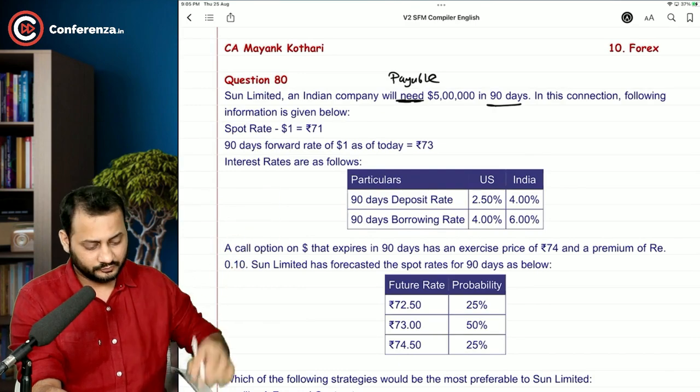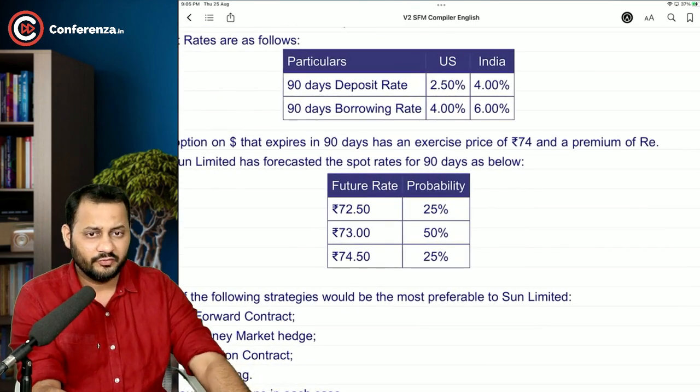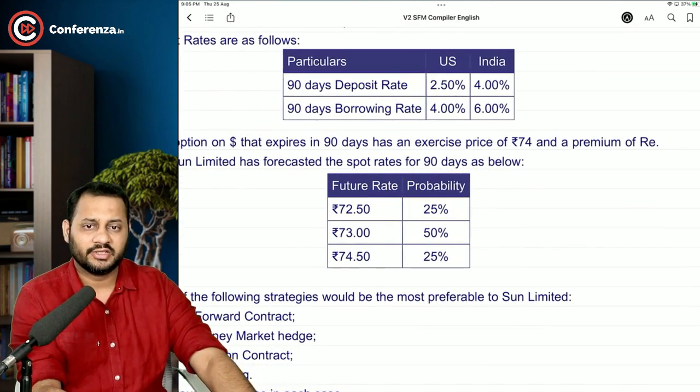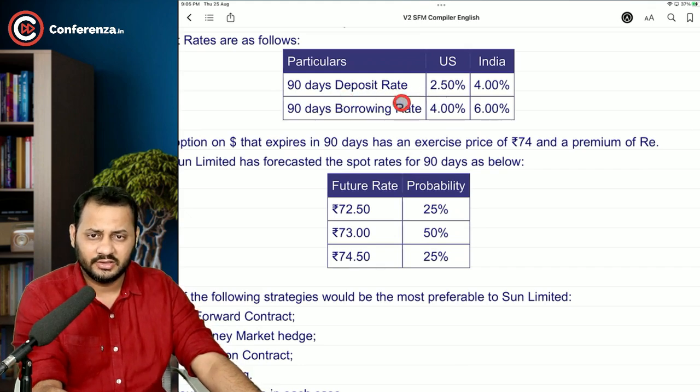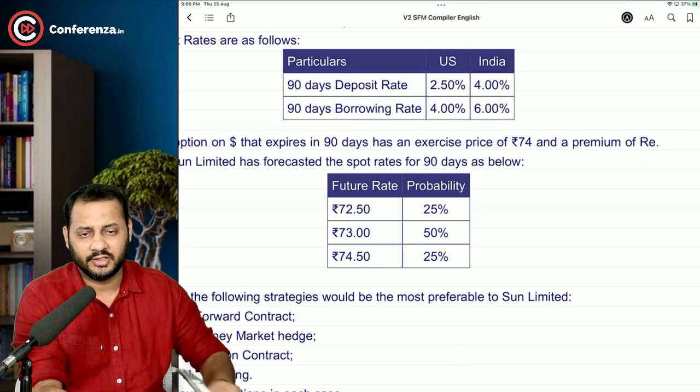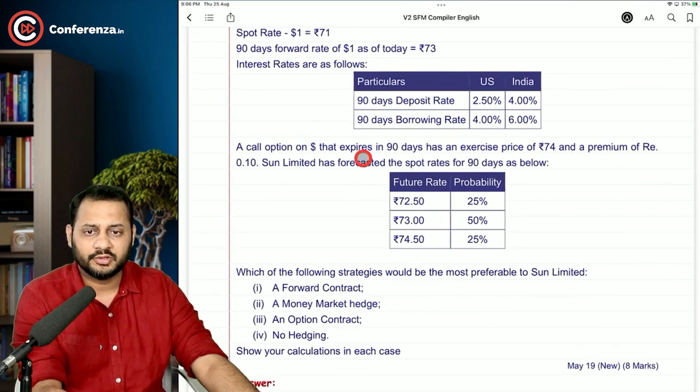Interest rates are also given. So if you are borrowing or depositing in India, the rates are like this. The deposit rate is given for US and India, and the borrowing rate for US and India. Now, a call option on dollar that expires in 90 days has an exercise price.